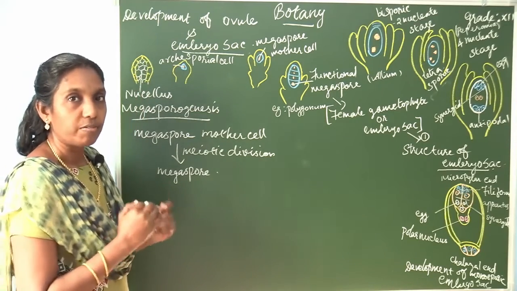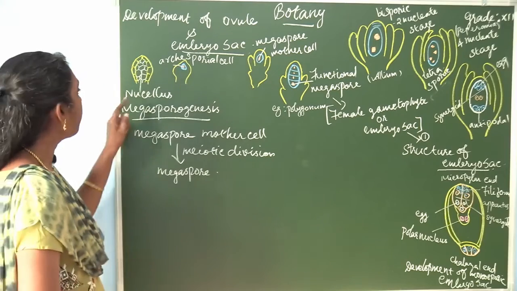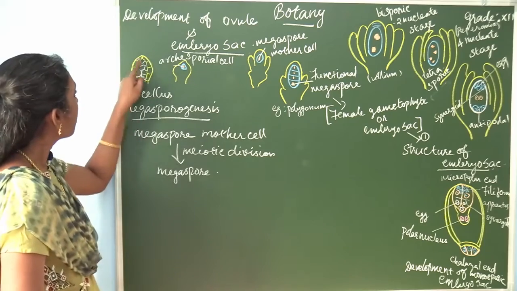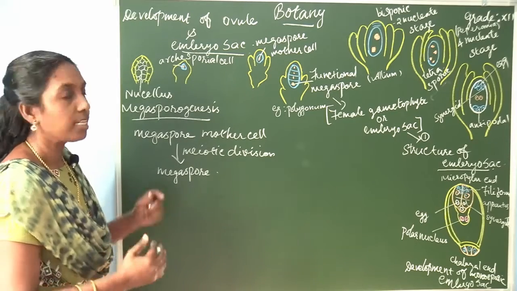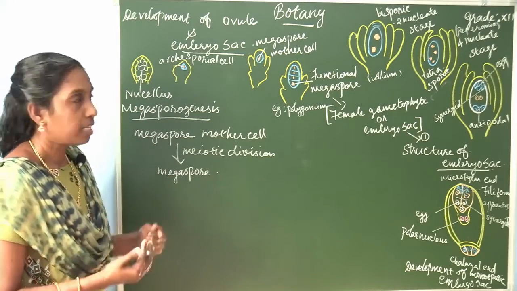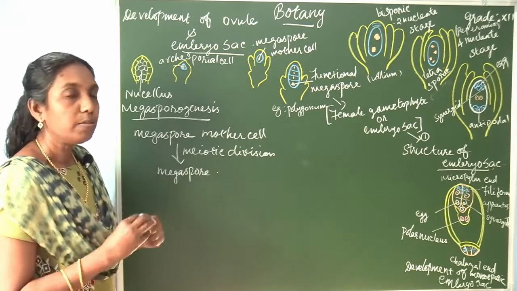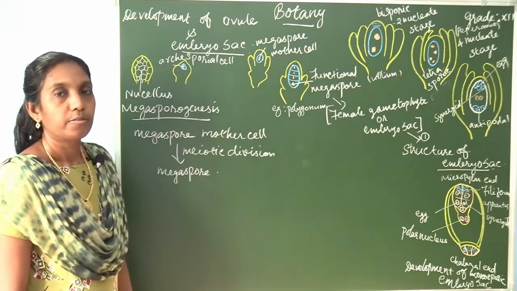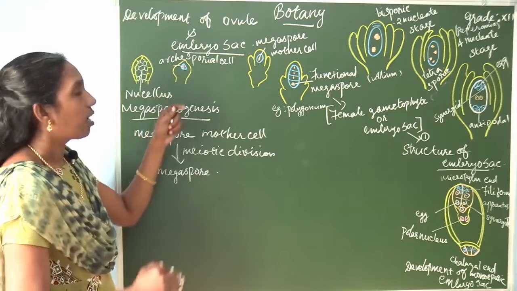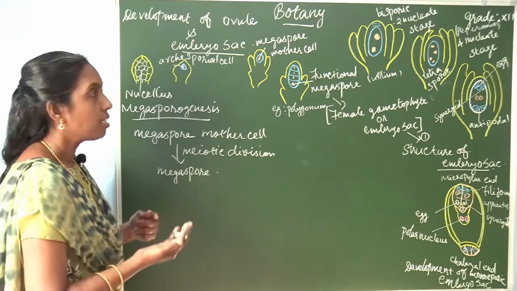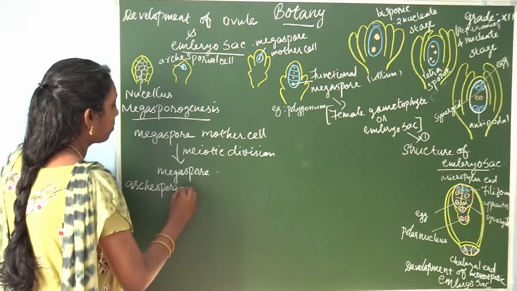In the previous class we discussed the structure of ovule in detail. In the structure of ovule, the center part is occupied by nucellus cells. As the ovule develops, a few cells present at the hypodermis elongate. The hypodermal cells elongate and become an archesporial cell. As you learned in Microsporogenesis, where the archesporial initial is formed, similarly here a few hypodermal cells enlarge and form an archesporial cell.